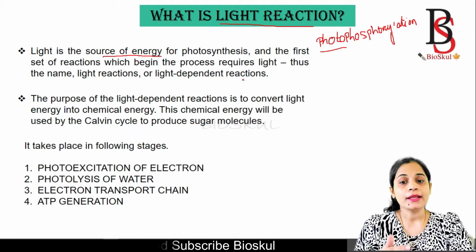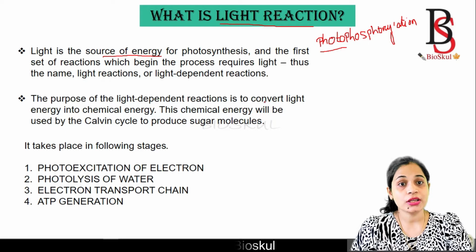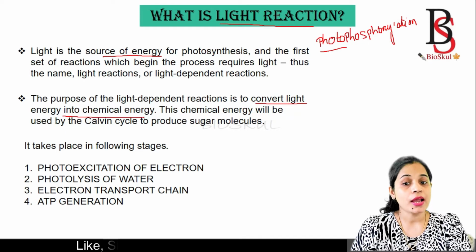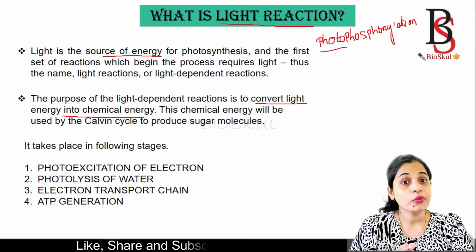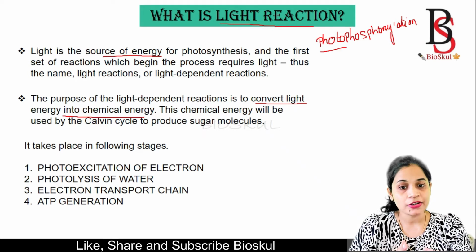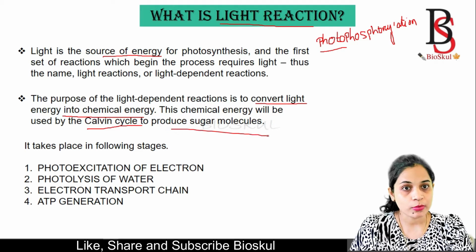Okay? And what is the purpose of the light reaction? The purpose of the light dependent reaction is to convert the light energy into chemical energy. The end products of the light reactions are ATP and NADPH. We will see later how the ATP and NADPH are produced through the light reaction. This chemical energy, the ATP and the NADPH produced by the light reaction, is used in the Calvin cycle to produce the sugar molecule.